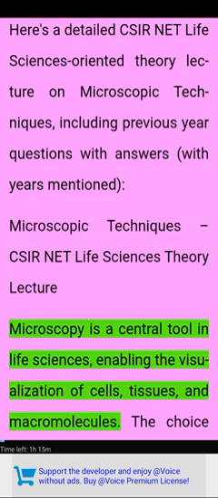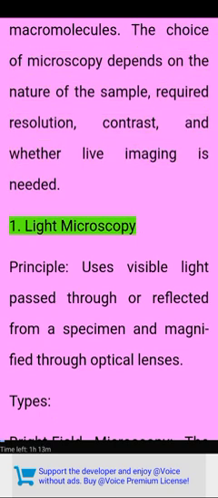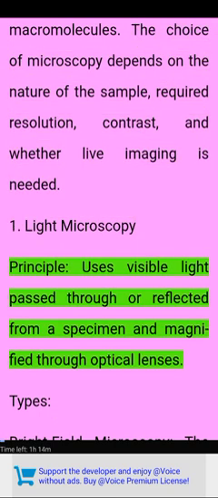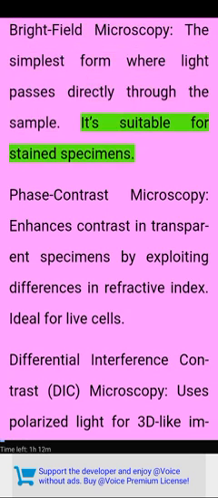Microscopy is a central tool in life sciences, enabling the visualization of cells, tissues, and macromolecules. The choice of microscopy depends on the nature of the sample, required resolution, contrast, and whether live imaging is needed. 1. Light microscopy. Principle: uses visible light passed through or reflected from a specimen and magnified through optical lenses. Types: bright field microscopy, the simplest form, where light passes directly through the sample. It's suitable for stained specimens.